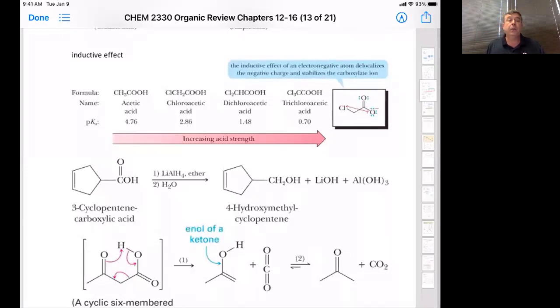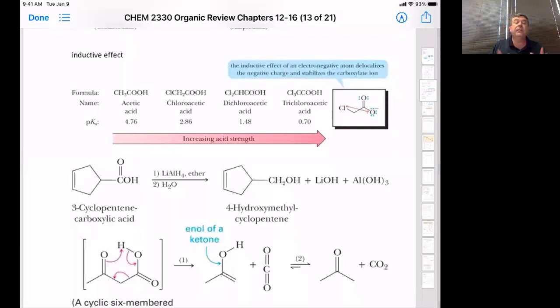Okay. So what we also learned in the carboxylic acid chapter is that lithium aluminum hydride will reduce down carboxylic acids and aldehydes to their alcohols, but only with the lithium aluminum hydride. Okay, the sodium borohydride is not strong enough.